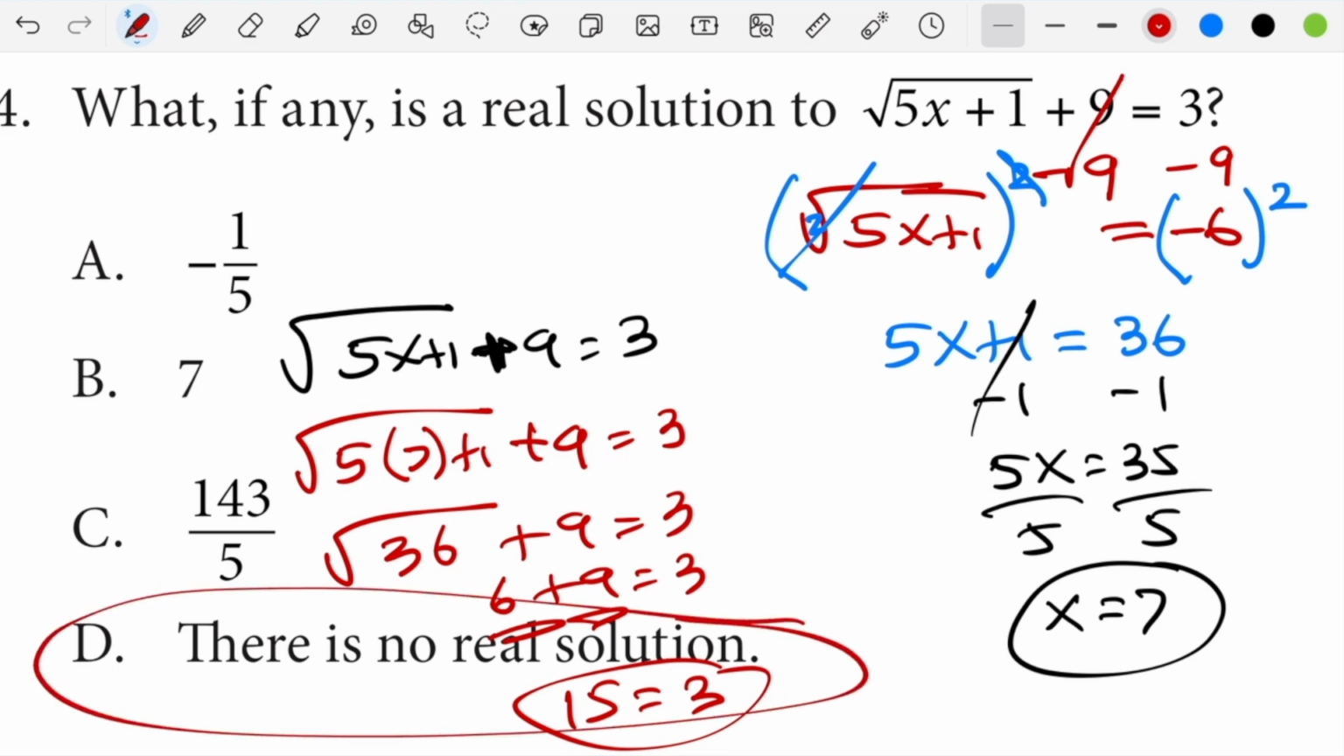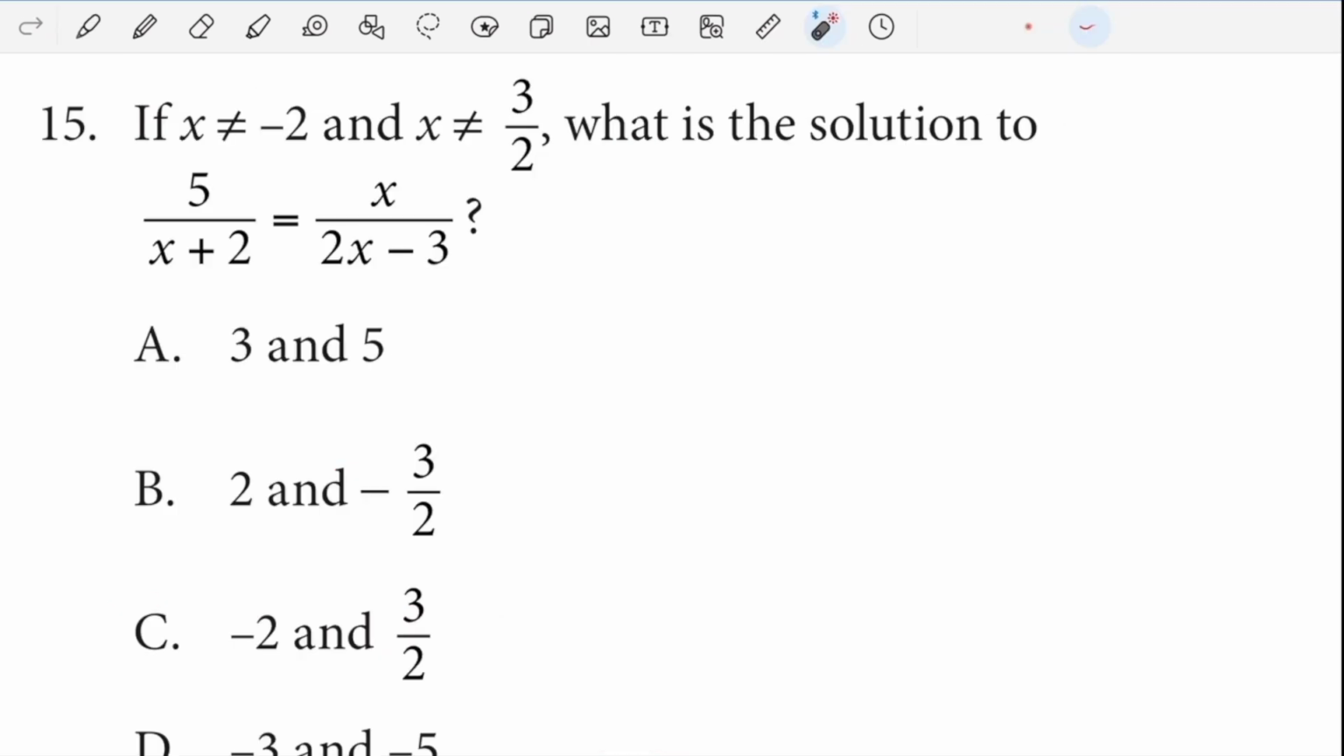Let's go next. We have 15 now. They're giving me x equals negative 2. Oh, I'm sorry. x has to be different from negative 2, and x has to be different from 3 over 2. Those values, guys, are restrictions.